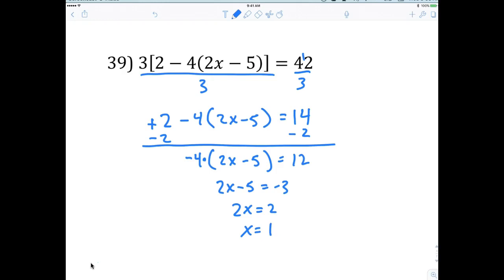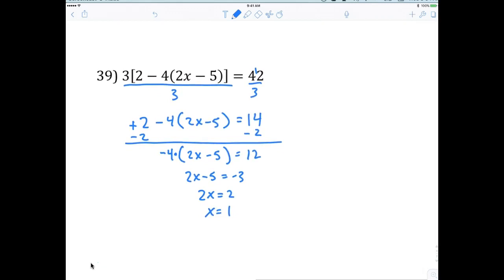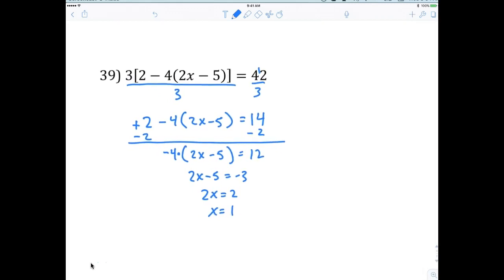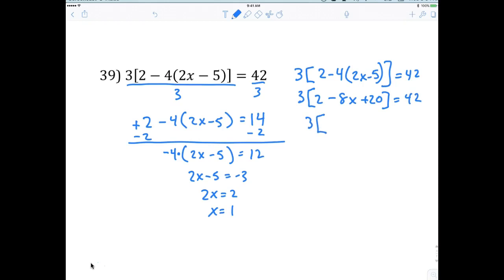Now what I want to do quickly for you guys is show you why that's important. I'm going to go back to the beginning and pretend like I didn't do it that way. I'm just going to work it all out the long way, so I can show you how much time and how much easier it is. All right, so 3 bracket, I'm just going to write it out real quick for you. Now you work on the inside, so you would have 3, then it would be 2 minus 8x plus 20, 3, then that would be 22 minus 8x equals 42.